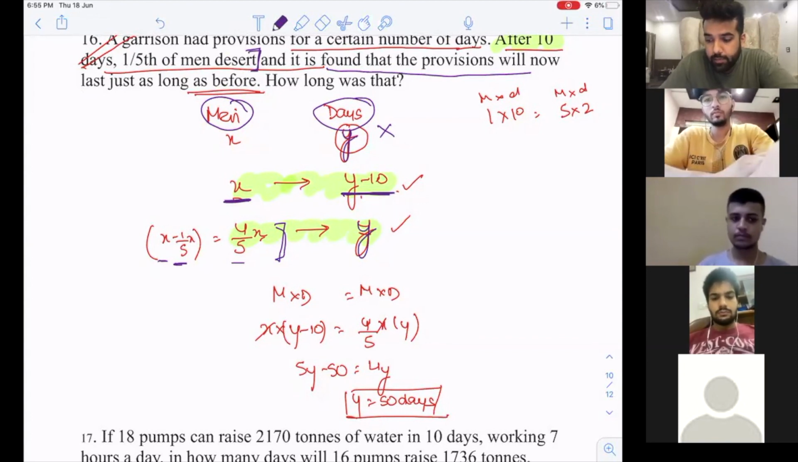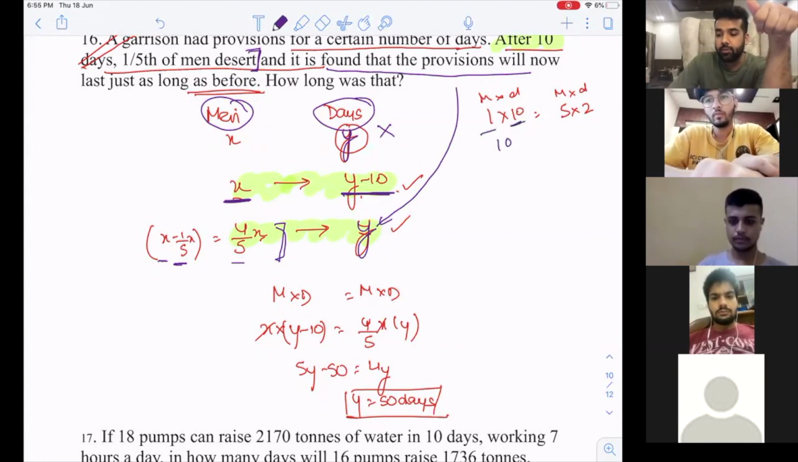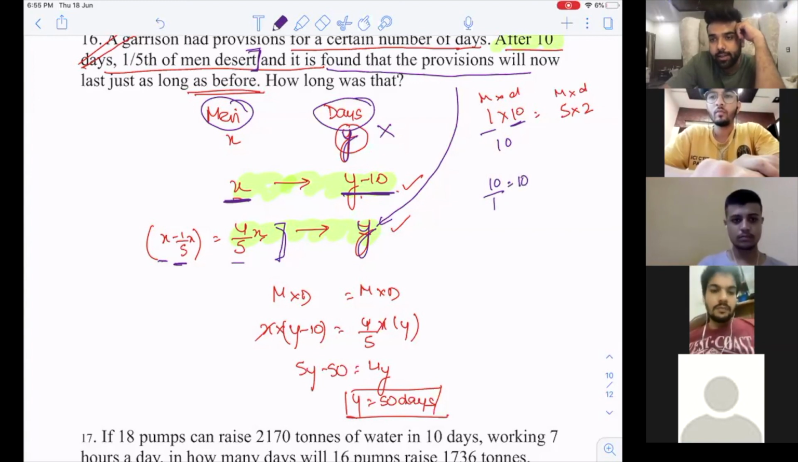So I copy the statement from here. This is where we get Y from. Clear everybody? Now there is one man and there were 10 chapatis. How many days would it last? 10 days. There were 10 chapatis and only one man. He would eat 1 chapati a day. So how many days would it last? 10. Chapatis, man, days.